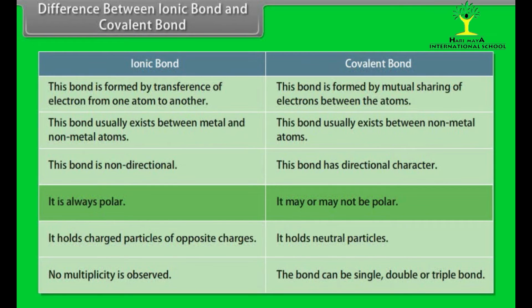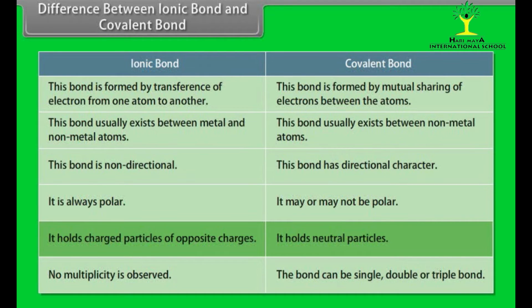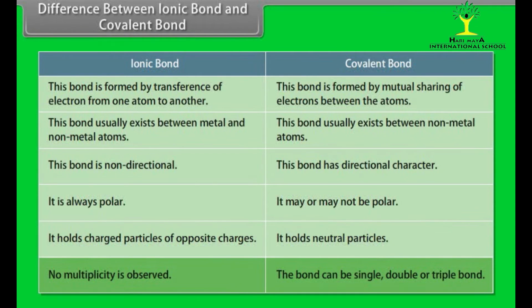Ionic bond is always polar, whereas covalent bond may or may not be polar. Ionic bond holds charged particles of opposite charges, whereas covalent bond holds neutral particles. No multiplicity is observed in ionic bond, whereas covalent bond can be a single, double or triple bond.